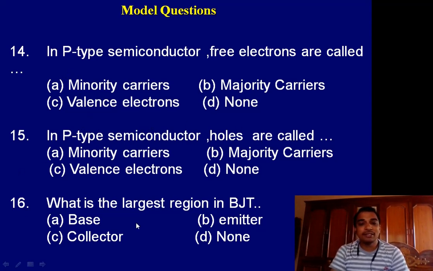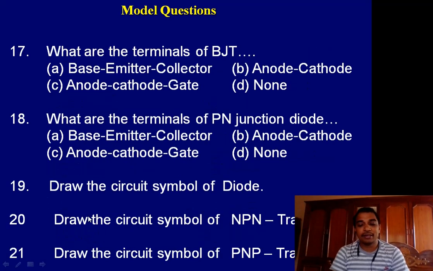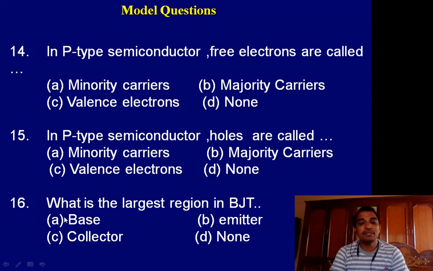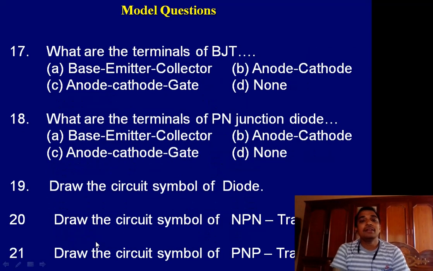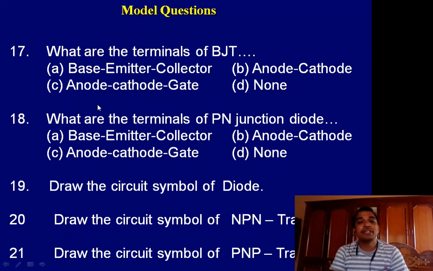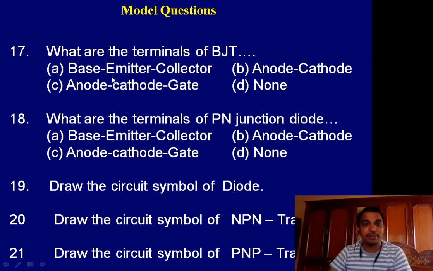What is the largest region in BJT? Largest means more surface it is provided, more area it is provided. That is collector. What about remaining? The base is very thin layer, emitter is normally provided. So collector is the answer. What are the terminals of BJT? Base emitter collector, anode cathode gate, or none. This is actually base emitter collector for BJT.